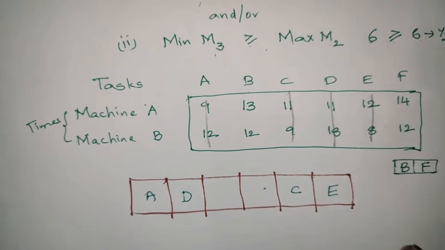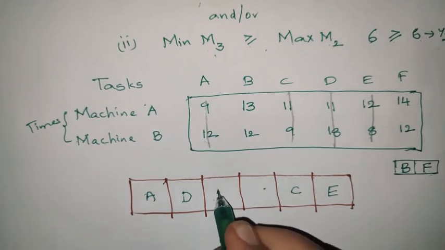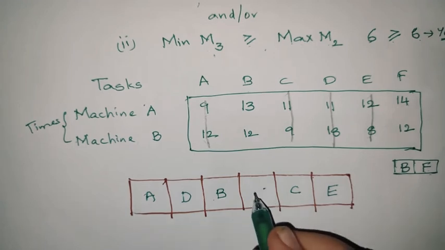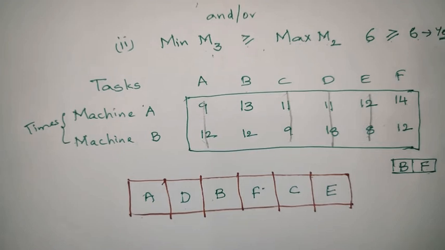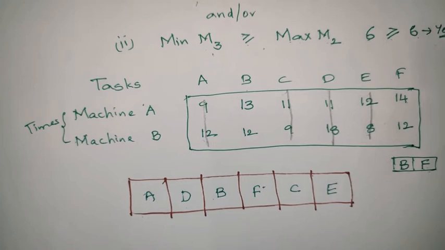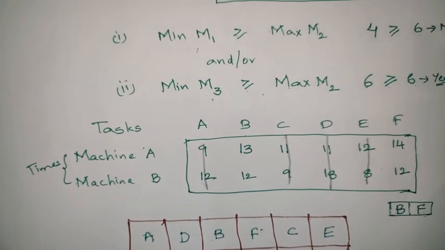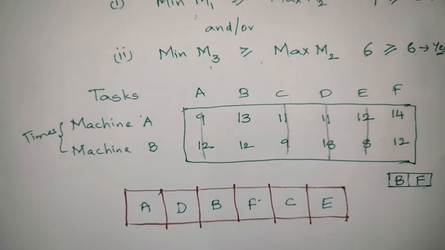So now place these positions as they are here, then you will get B here, and F here. Okay. So now what is the sequence? A, D, B, F, C, E. So now we got the sequence for the n jobs through 3 machines problem. We convert a 3 machines problem into a 2 machines problem in order to get the sequence, as Johnson's algorithm is applicable to 2 machines problem only.